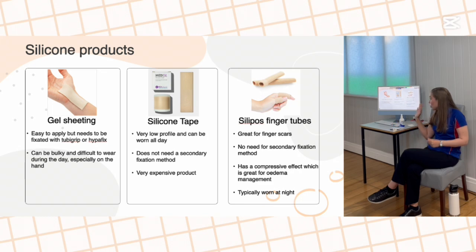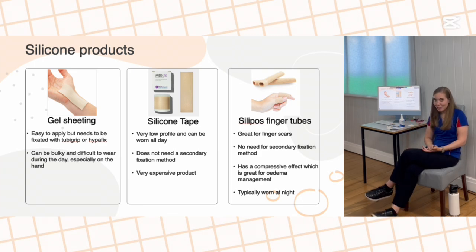So with silicone products, we've got the gel sheeting. It's easy to apply, but you need to fixate it with tubing grip or Hypafix, or you can use Micropore. It just won't stay on its own, and it can be bulky, especially during the day. So typically, if I give someone gel sheeting, it would be more for a nighttime application, or if it is on during the day, like that distal biceps tendon repair, he had the gel sheeting on, but because we had tubing grip, we could have it on most of the day. So it wasn't like on the hands, but easier.